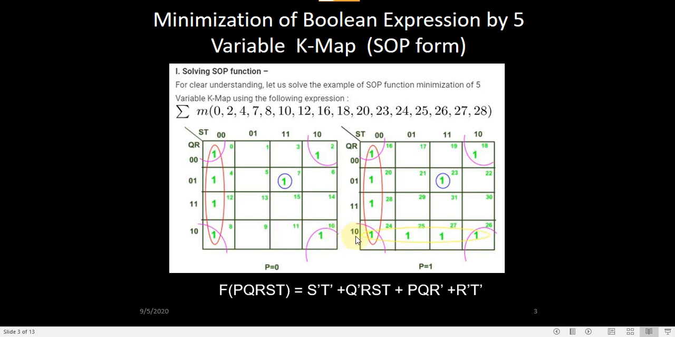Shouldn't that be the case with S dash T dash, the first term? In that also it should be. No, it is not dependent on P. Either for P equal to 0 and in the second K map. The left side grouping, that is also S dash T dash, right? So in S dash T dash, it is not dependent on P at all.